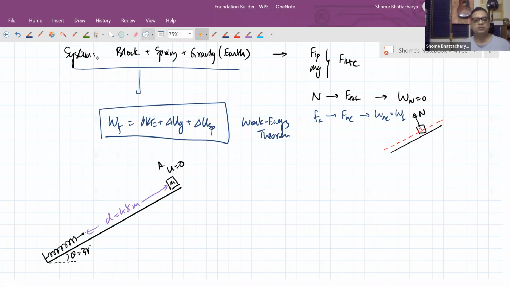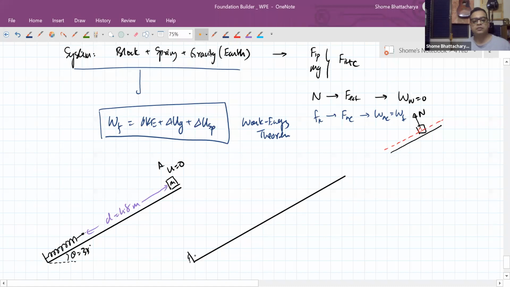Now from here, next we will look at the system when the block compresses the spring to the maximum value. So when the spring is having maximum compression, that time let's say the block is against the spring like this. If the natural length of the spring here was some L, now here it has become L minus X, where because it is a maximum compression, the speed of the block has become 0. So let's call this position B.